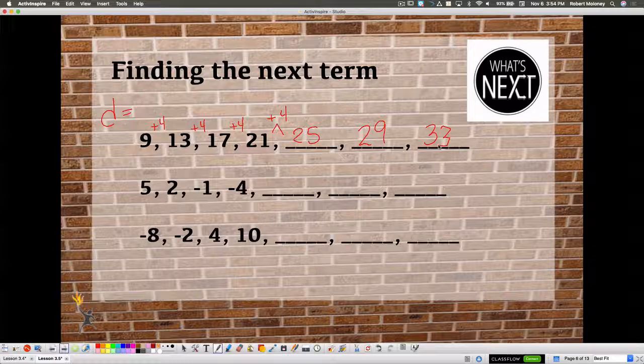Now let's take a look at this next one. What's my common difference here? Remember, your common difference can also be negative. Right, the common difference is -3. So here, I'm going to keep going: -7, -10, and -13. You take a look at this last one and see if you can figure out the common difference and the next 3 terms.